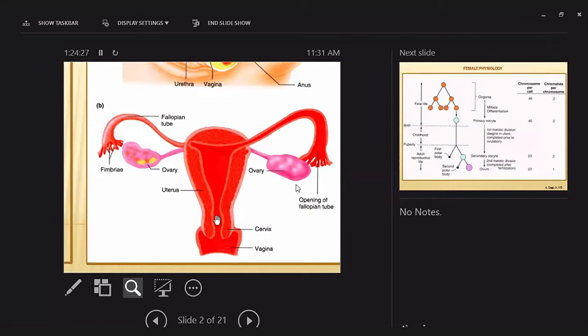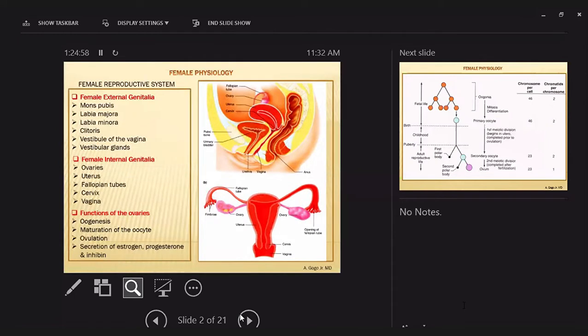This is your internal female reproductive system. This is your cervix here, your vagina, upper vaginal canal, the uterus, the ovary, and the fallopian tube, okay? The opening of the fallopian tube. Okay.